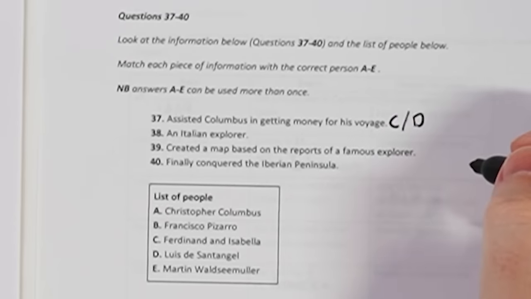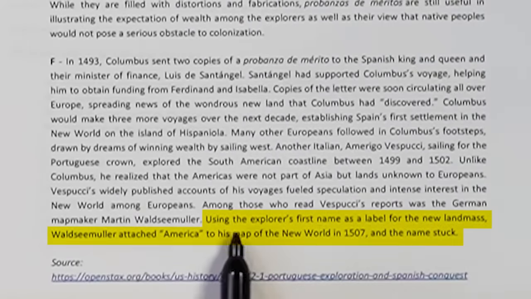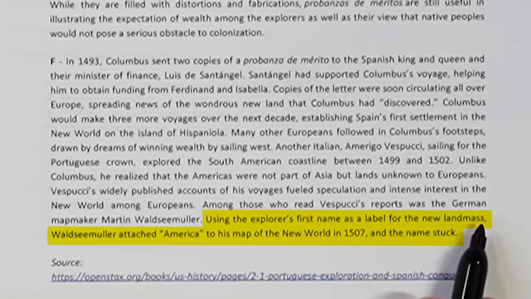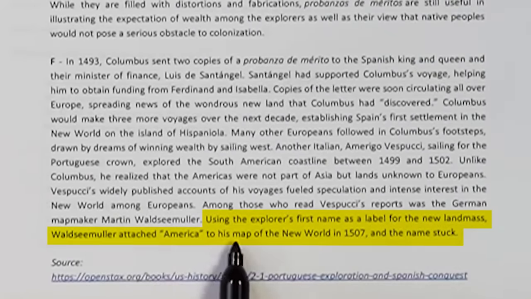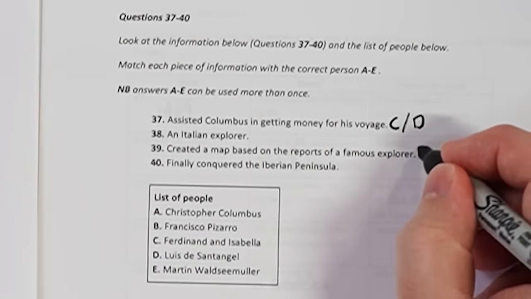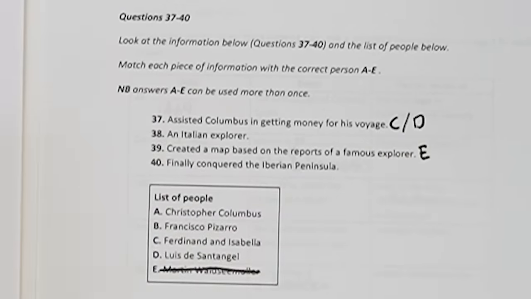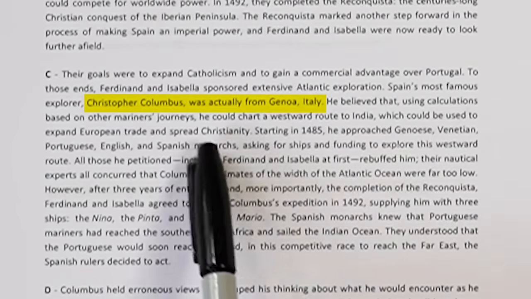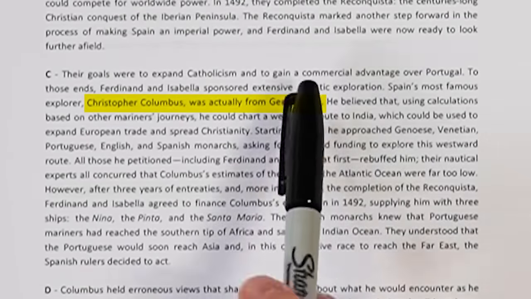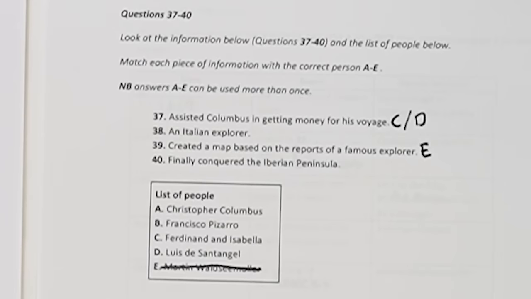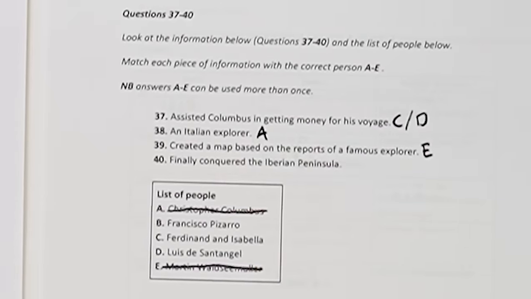So let's move on to Martin. Remember, Martin helped name it. Using the explorer's first name as a label for the new landmass, attached America to his map of the New World. Created a map. So 39 is E. So an Italian explorer, Christopher Columbus was actually from Genoa, Italy. So an Italian explorer, A.